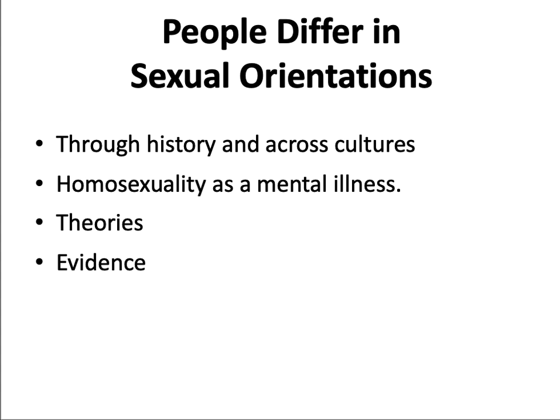People differ in sexual orientations. Through history and across cultures, most people experience attraction to people of the opposite sex. But homosexual behavior has been noted in various forms throughout recorded history. Until 1973, psychiatrists in Western cultures officially viewed homosexuality as a mental illness. Many theories of sexual orientation have emerged, but none has received conclusive support. The overwhelming majority of studies have found little to no evidence that how parents treat their children or any other environmental factors have anything to do with sexual orientation.